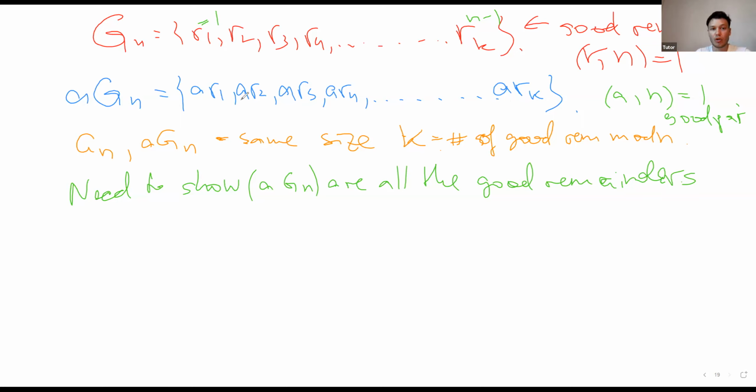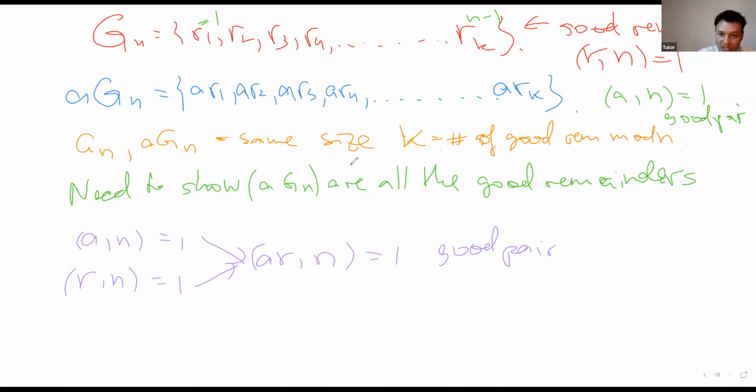We need to show that they're all good. So first of all, how do I show that? Look at one thing. First of all, I have that A and N is good, and R and N is also good, right? So now remember this: if I picked R and N to be good, and A and N is good, then I can combine them. If I combine them, I get that AR and N is also a good pair. So what did we just get? We got that all these numbers here are good, because you take good numbers and combine them with another good number A. So all of these numbers are going to be good. And how do we know that this is the case?